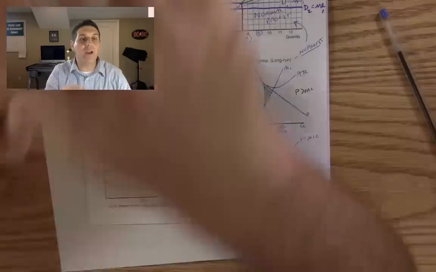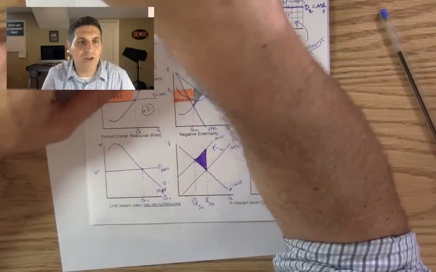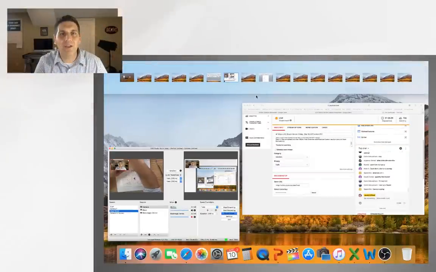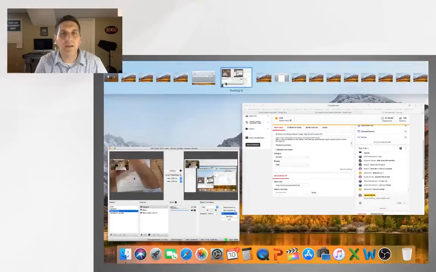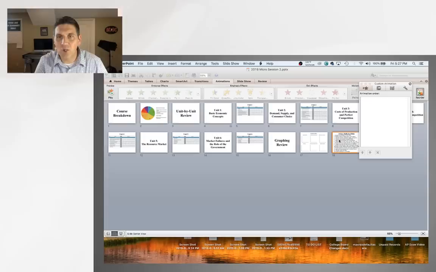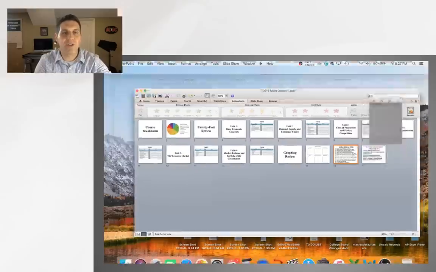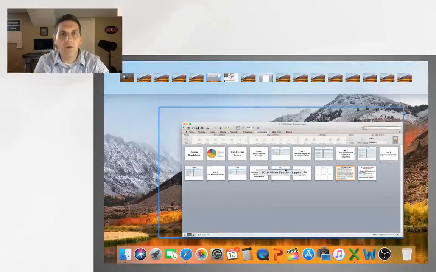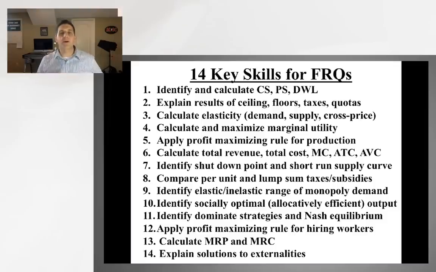Okay, here's what I want to do really quickly. Before I give you open mic to start answering some questions, let's go really quick back to the PowerPoint that I showed you earlier. Let's go back to this super fast, since we're talking about free responses. This right here, the 14 key skills. Make sure I'm not screwing this up. Okay, so the 14 key skills for free responses.